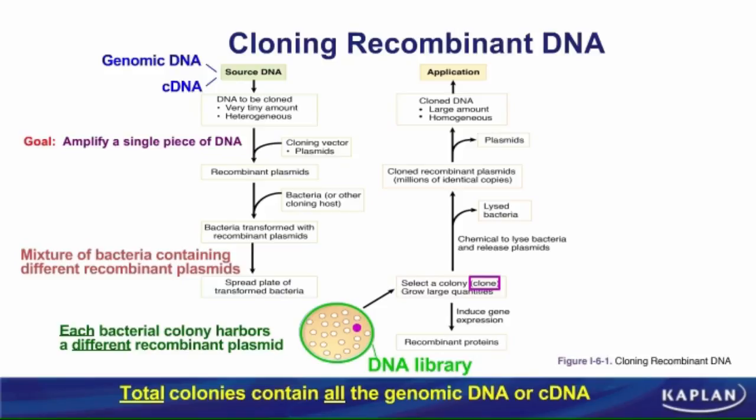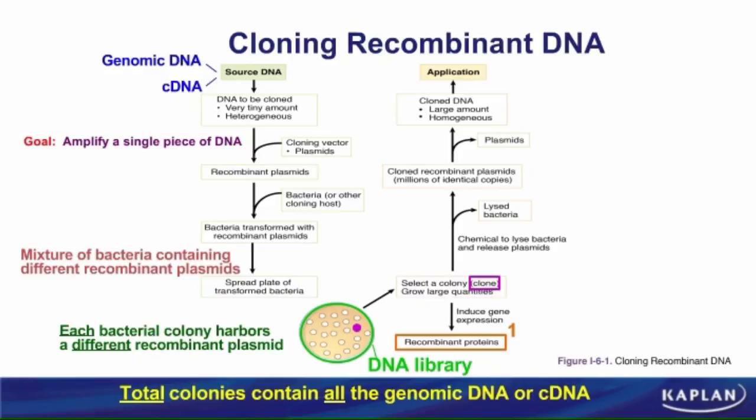Now, what can we do with the cloned insulin gene? One thing is we can take the bacteria and turn on the gene of interest to now make recombinant proteins. As the bacteria grows, it's now making, in this example, large amounts of the insulin protein. It's called a recombinant insulin protein. And then obviously that can be used to treat type 1 diabetes.